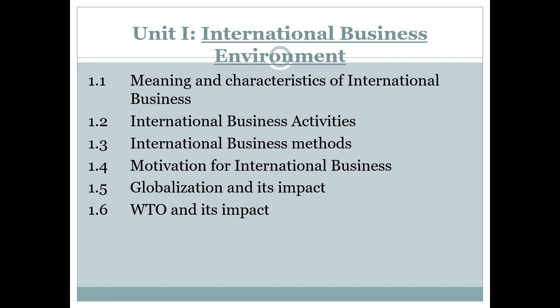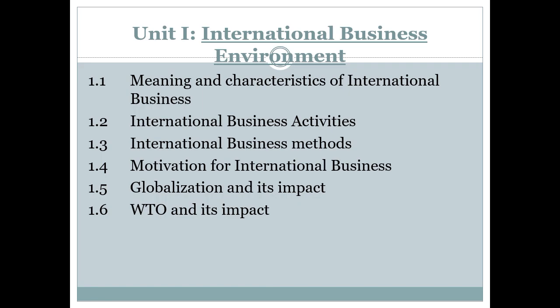Then international business activities. Means if we wish to carry our business internationally, then what are the activities, or what are the acts, through which we can conduct international business successfully.